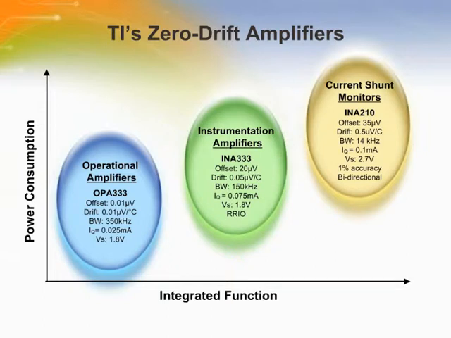Because of TI's zero-drift implementation, TI has become one of the technology leaders in the zero-drift application. Devices in the zero-drift family include operational amplifiers such as the OPA333, current shunt monitors like the INA210 family, and instrumentation amplifiers like INA333, which we will introduce in detail in the rest of the pages.